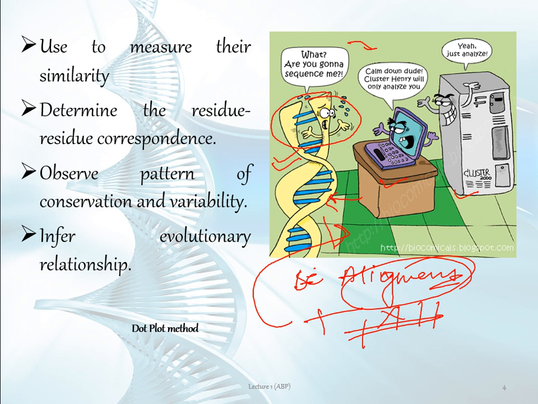Why are we using sequence similarity? It is used to measure their similarity, determine the residue correspondence. Residue means nucleic acid, or nucleic acid means nitrogen bases and amino acids. Observe patterns of conservation and variability, and infer evolutionary relationships.